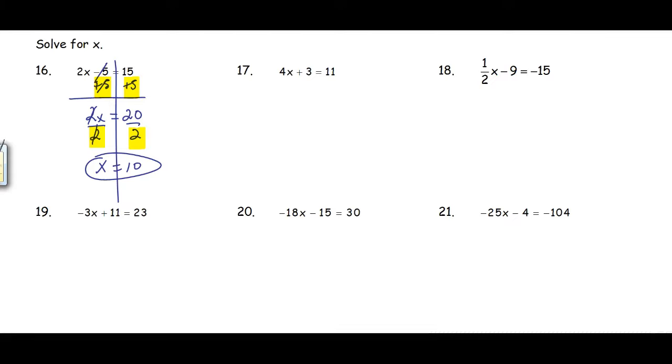Okay, let's take a look at 17. 4x plus 3 equals 11. Okay, take care of the addition first. So plus 3, so you would have to subtract 3 on both sides. You're left with 4x equals 8. 4 times x, the opposite would be division. So you're left with x equals 2.